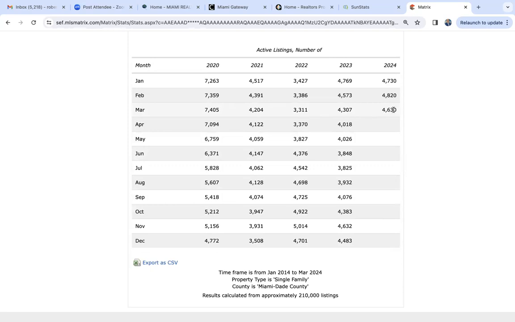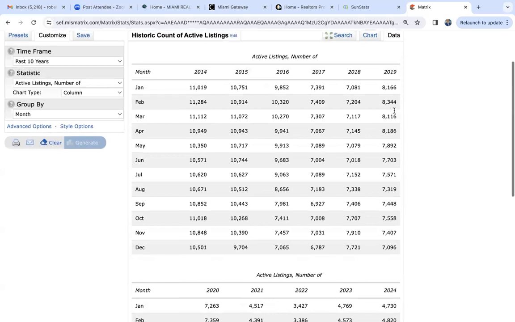Currently, in March of this year, because April's not finished yet, right? In March of this year, we're up to 4,630 listings. So let's take a look at March. 7,400 down to 4,200, down to 3,300, up to 4,300, and now up to 4,600. So there is a steady climb from 3,300, the lowest point. Then we went up 1,000 listings, and then we went up another 300 listings. And I'm just computing the numbers for March. You guys can do the percentages, right? So this is for all of Miami-Dade County.